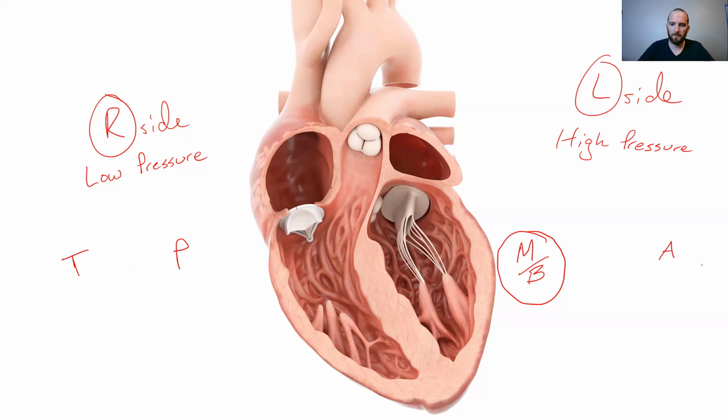Now, adding a few more structures, we have these little white bands that are anchoring the flaps of the bicuspid valve here. They're on the right side as well; they just didn't put them on the diagram, right? But they're over there, anchoring those flaps of the AV valves.